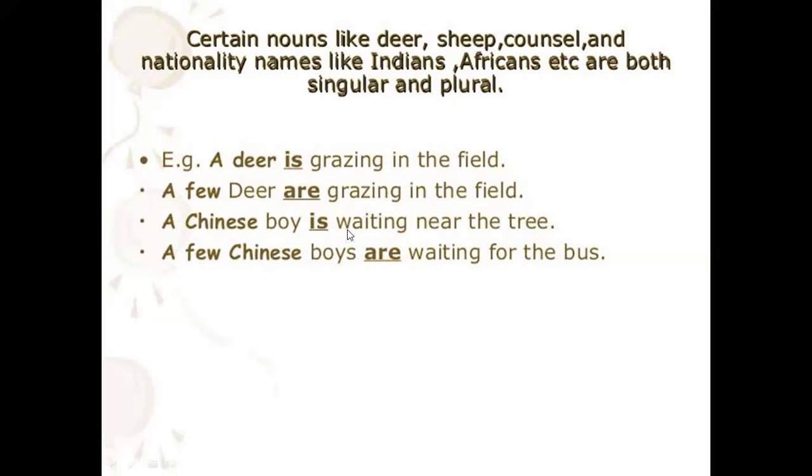A Chinese boy is waiting near the tree. A few Chinese boys are waiting for the bus. So certain nouns like deer, sheep, council, and nationality names like Indians, Africans, etc. are both singular and plural. For example, a deer is grazing in the field. A few deer are grazing in the field. A few Chinese boys are waiting for the bus.